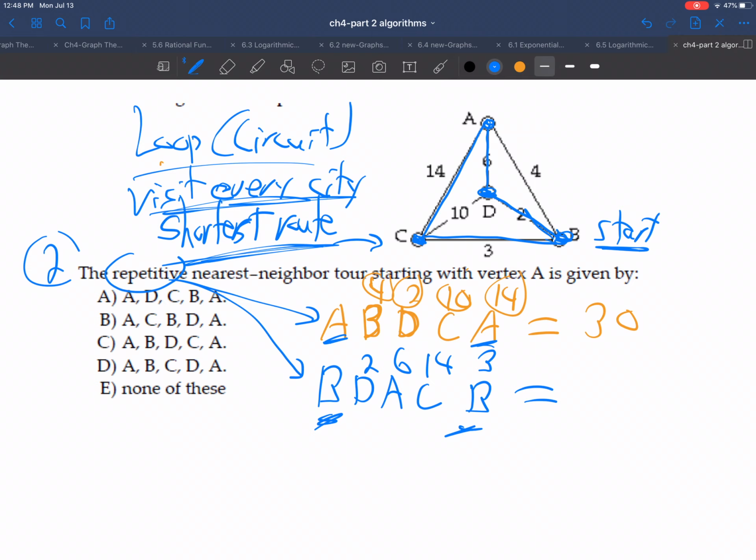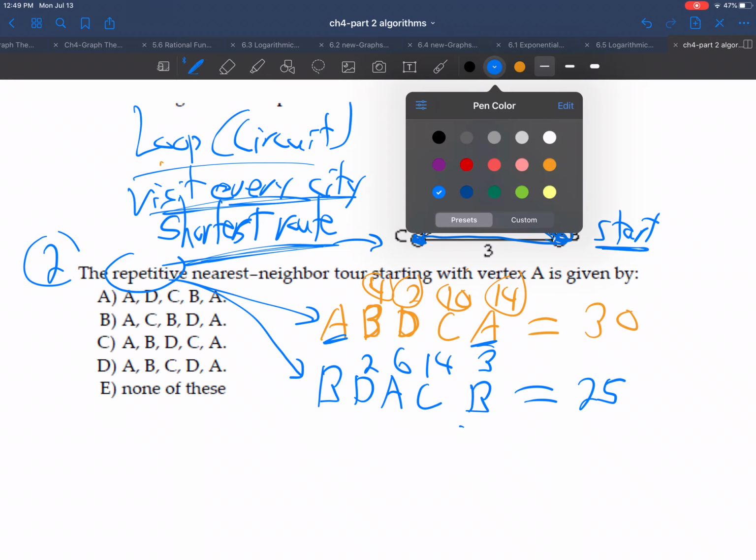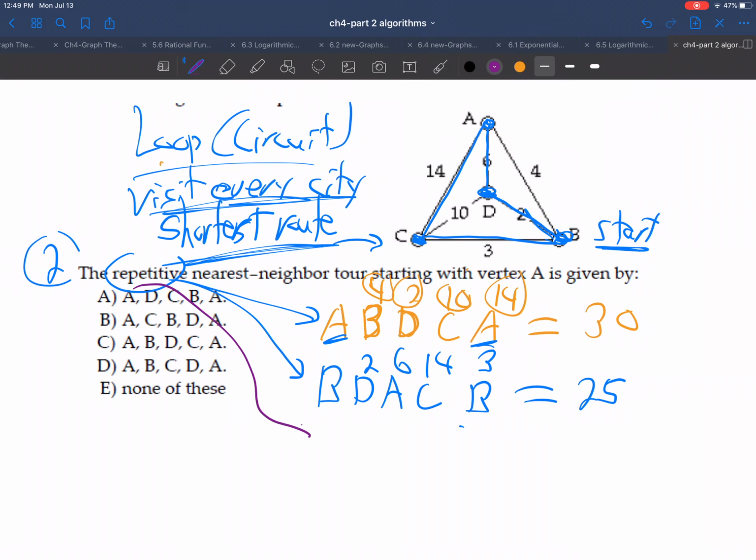So what does this one have to be? 8, 22, 20. I think it's 25, isn't it? 17 and 20. Yeah, 25. So that's a better route. Now, we're not sure that's the best. We got to keep going. It's repetitive. So now we got to start with C and do it again.